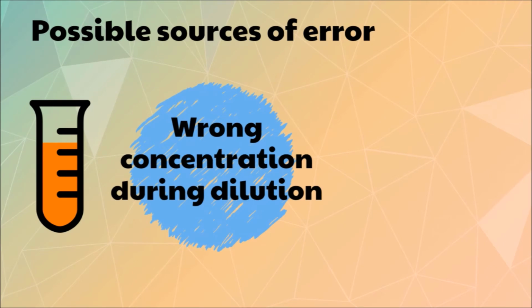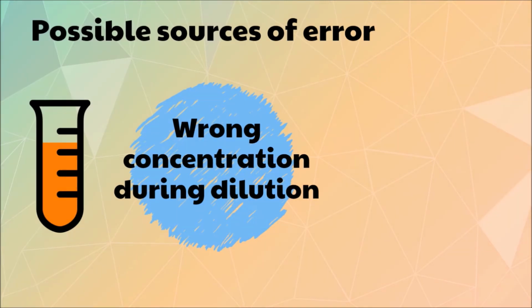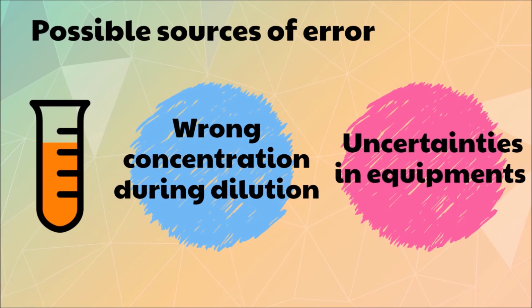The standards that were prepared for the calibration curve were at the wrong concentrations because of inaccurate dilutions, such as doing it at small volumes, which can ruin the whole experiment because of an inaccurate calibration curve. The same applies to the samples as well.